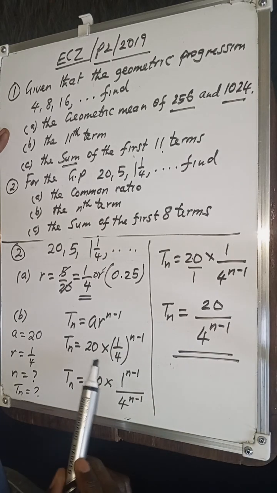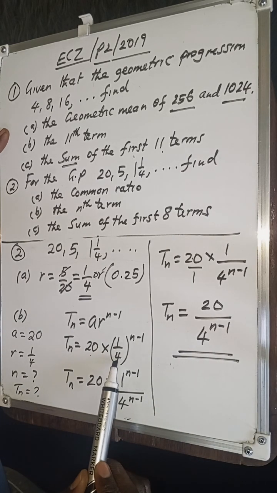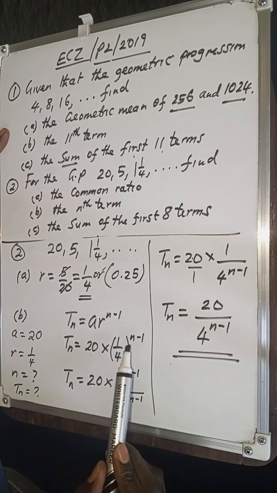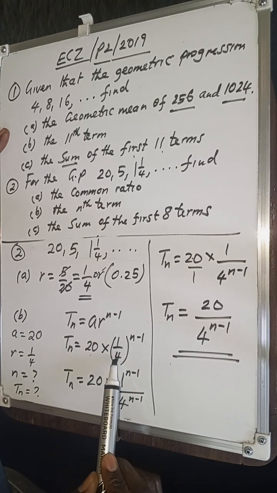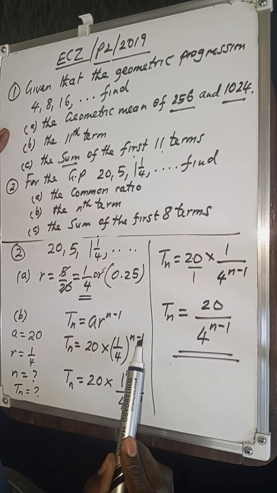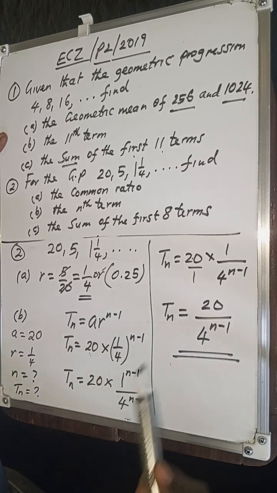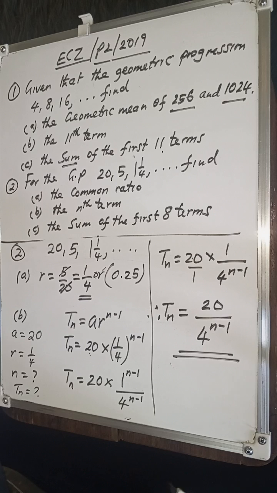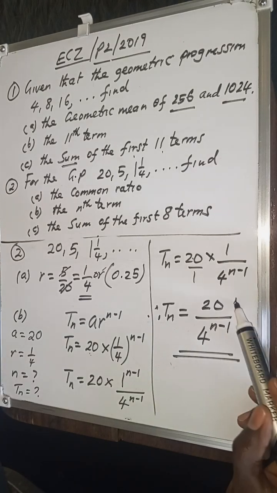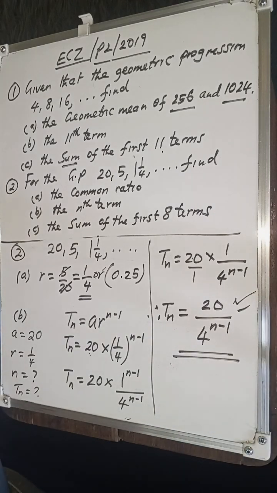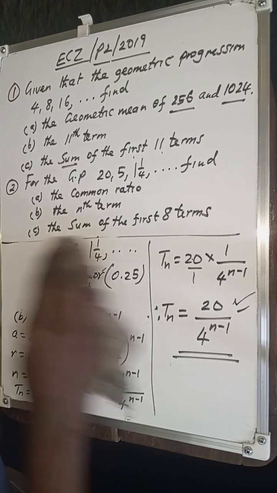Please don't be tempted to multiply 20 times 1 over 4. That is wrong, because this 1 over 4, the quarter, is connected to n minus 1, so you cannot multiply 20 times that. It is wrong to actually do that. Those are common mistakes that people make. So this is the formula for the nth term. Let's conclude and look at the C part.